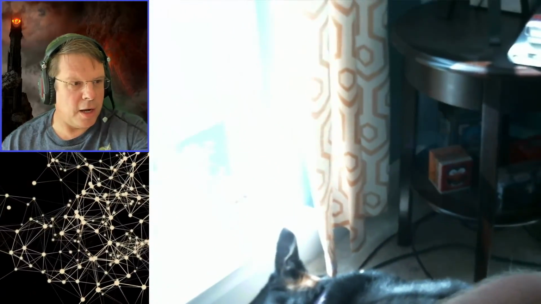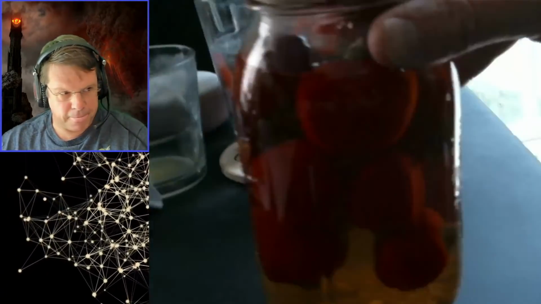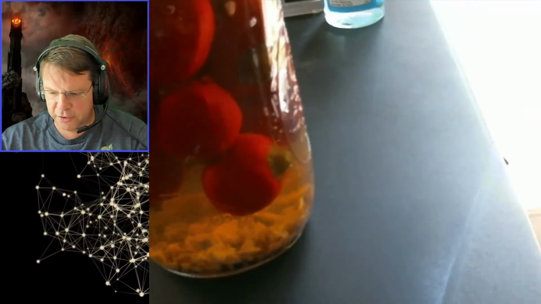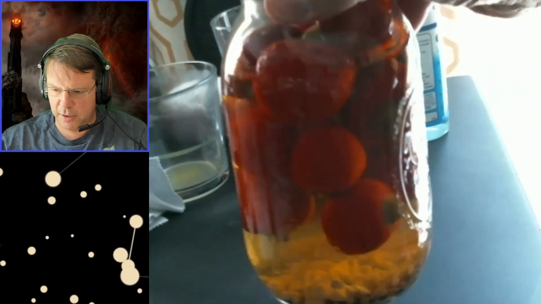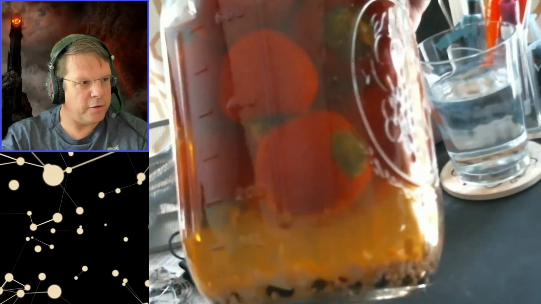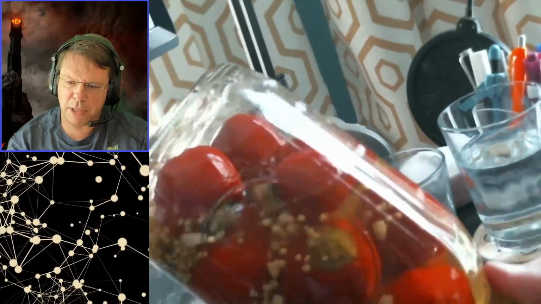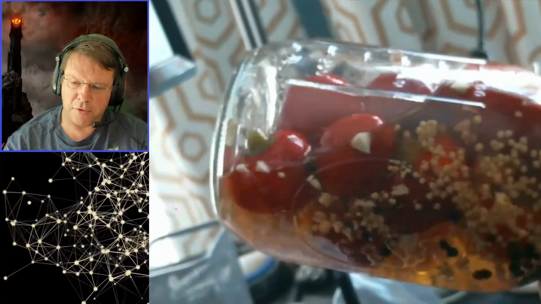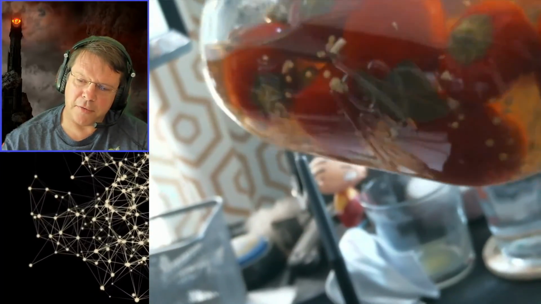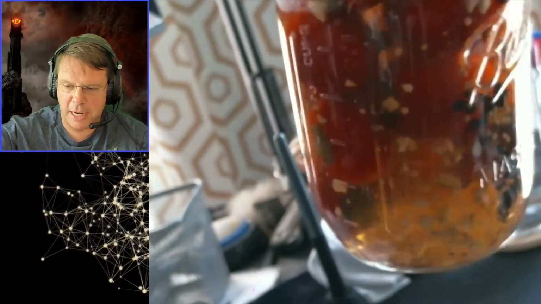All right, I wanted to show you this. I apologize, I'm zoomed in so close. My desk is a mess. But these are some pickled cherry tomatoes. Unfortunately, I did not grow these this year. A friend of mine grew them. I'm definitely going to grow them next year.